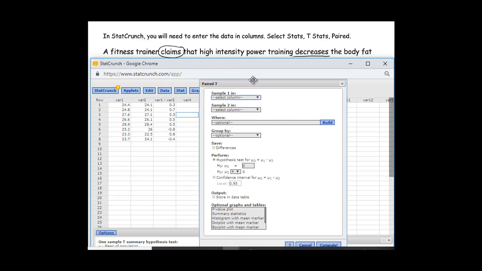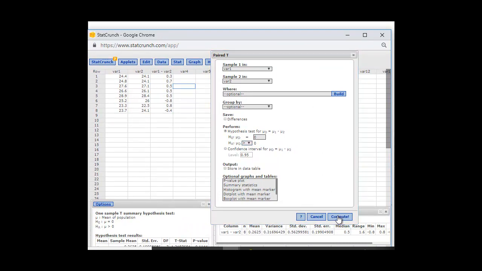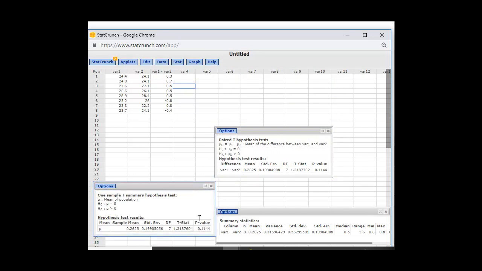So here you can see it's asking me to identify what columns do I want to use for sample 1 and sample 2, and that's going to be var 1 and var 2. So I don't have to do any previous calculating or anything with this method. I'm going to continue to use that our alternative is that the mean difference is greater than 0. And I click Compute, and it really gives us the same outcome that we had before. So you can see these two outcomes are really, really similar.